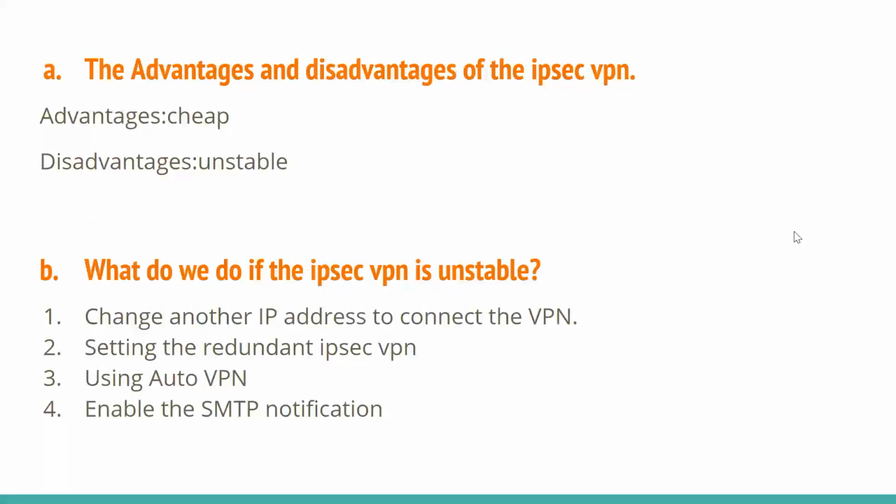The advantages and the disadvantages of the IPsec VPN. The benefit is it's cheap, because if you have the WAN IP address, then you can build the IPsec VPN. But the drawback is it is unstable.